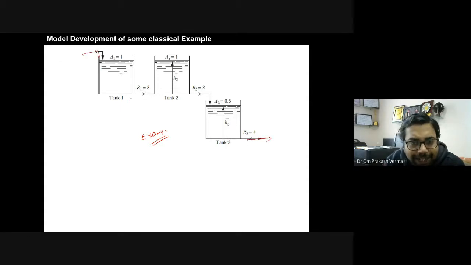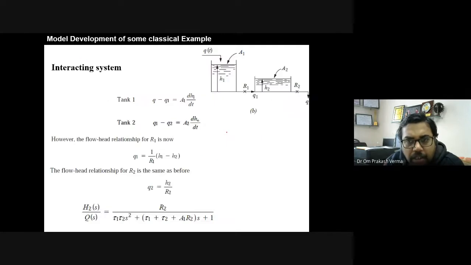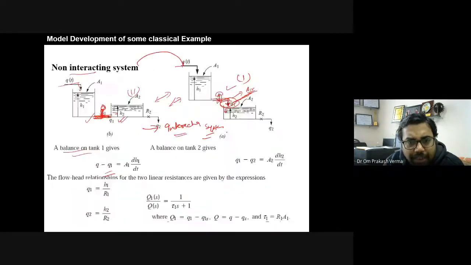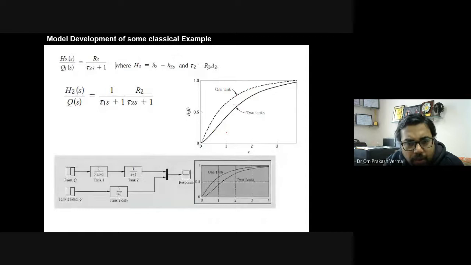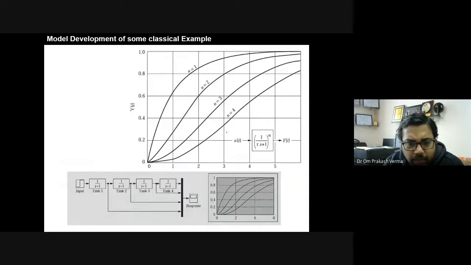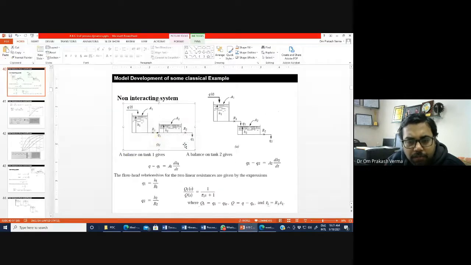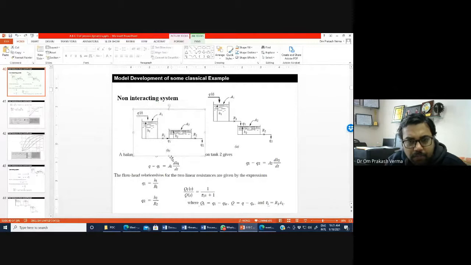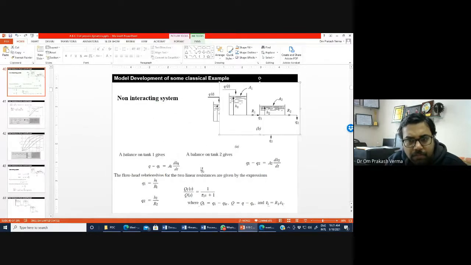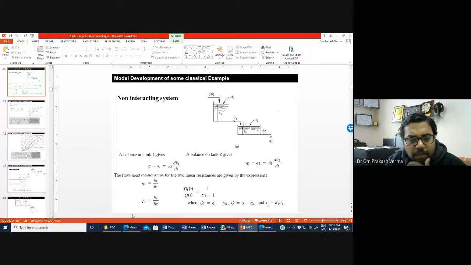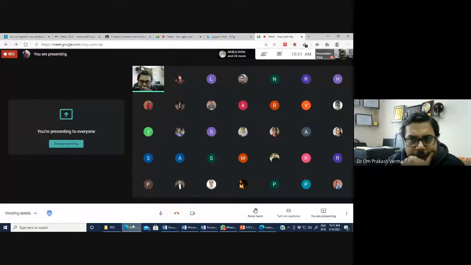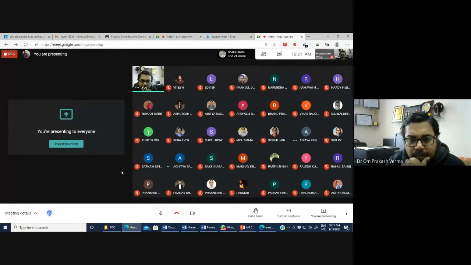This is the interacting system, however this is the non-interacting system. Overall, you have to find the transfer function. How this will be simulated and how we are going to control it, we will see later. Tomorrow we will model it. Any question you want to ask?